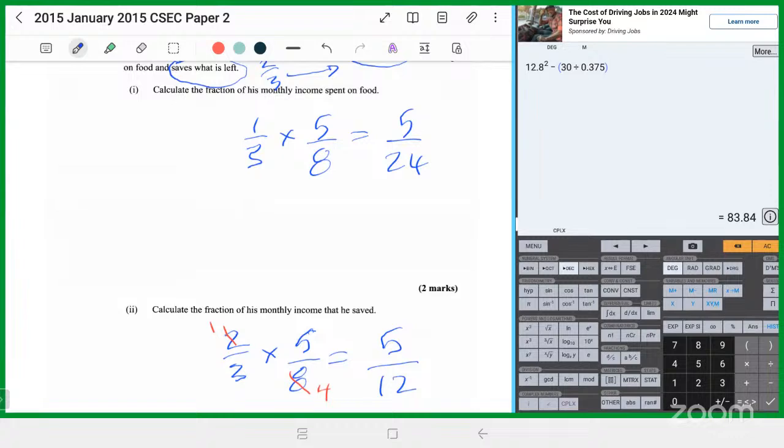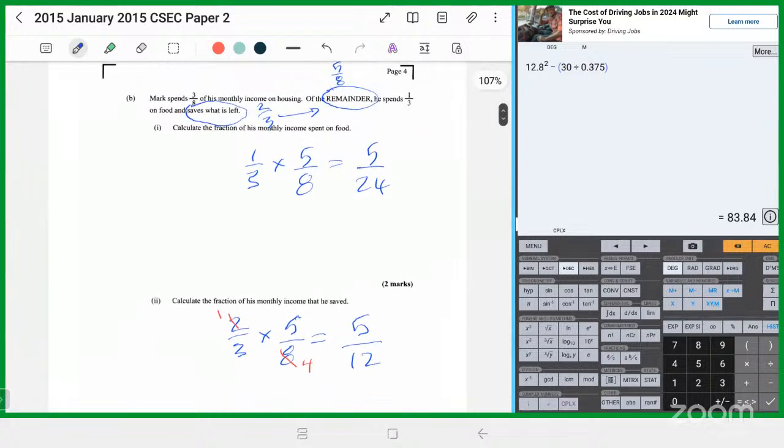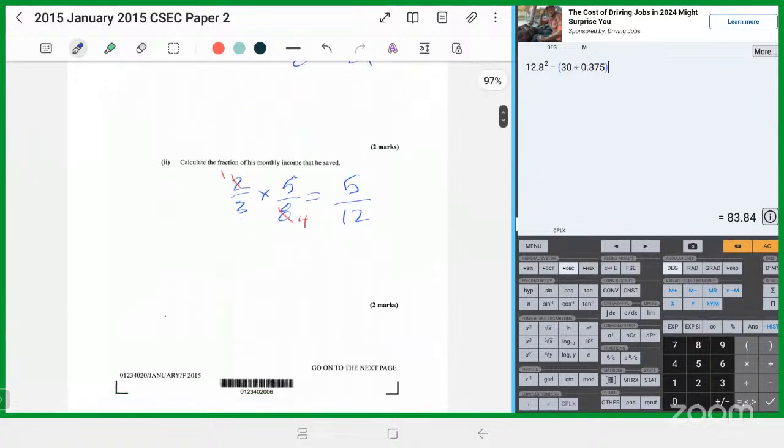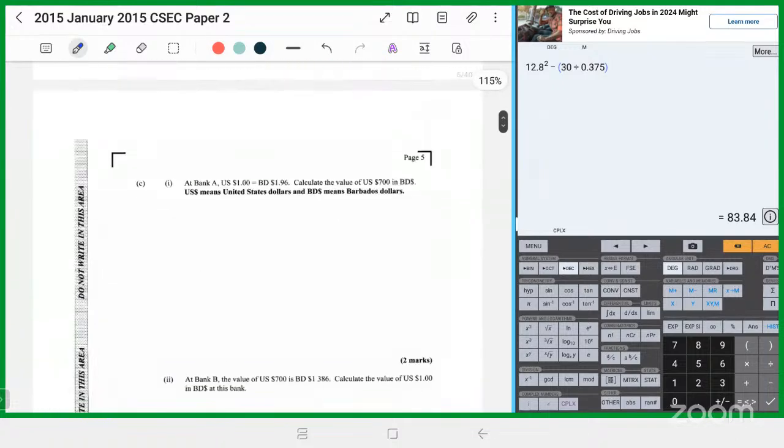That is it. What about that? Simple as that. All right. So a simple fraction question. We're going to another part.